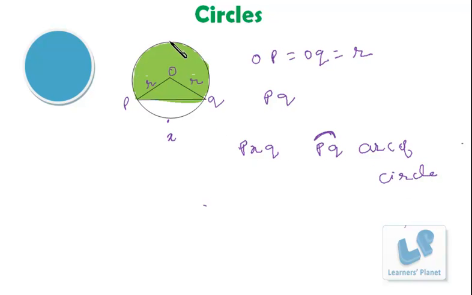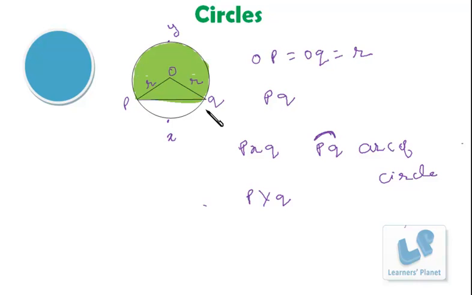Here suppose there is a point y. So PXQ is minor arc and PYQ will be major arc, because this is the major portion of the circumference and this is the minor portion of the circumference. So PQ is arc of the circle, and similarly this PYQ is also arc of the circle. This is minor arc and this is major arc.